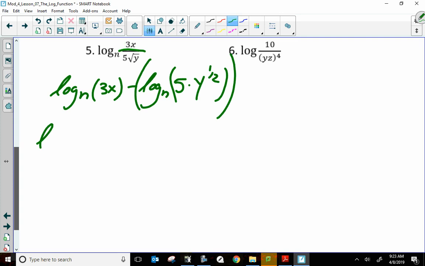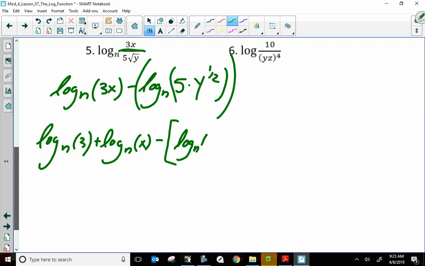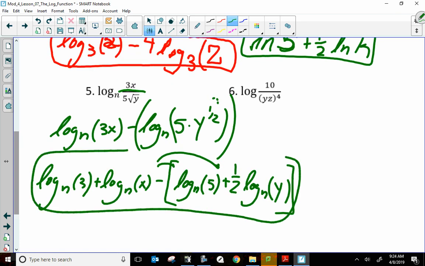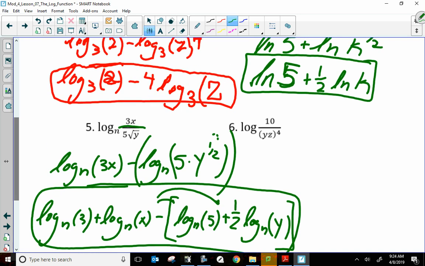So we've got the log base n of 3 plus the log base n of x minus, the log base n of 5 plus the exponent comes down, 1/2 log base n of y. There you go. And if I wanted to, I could distribute that negative sign and make this negative 1/2 log base n of y. The more you do these, the more you recognize the properties. I'm writing out every step, but you won't have to soon.